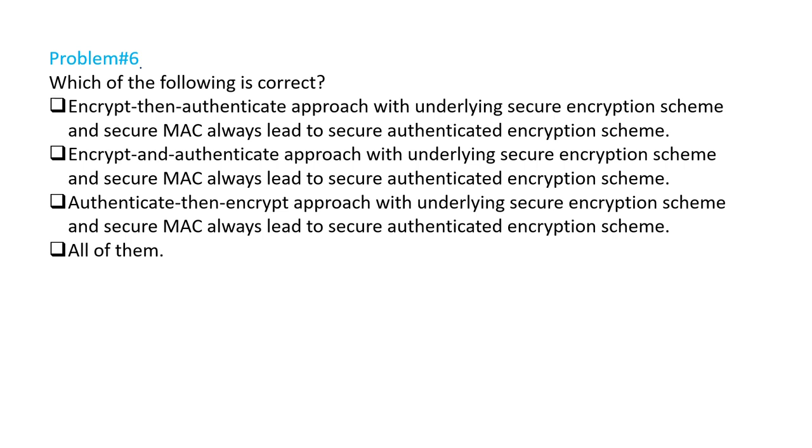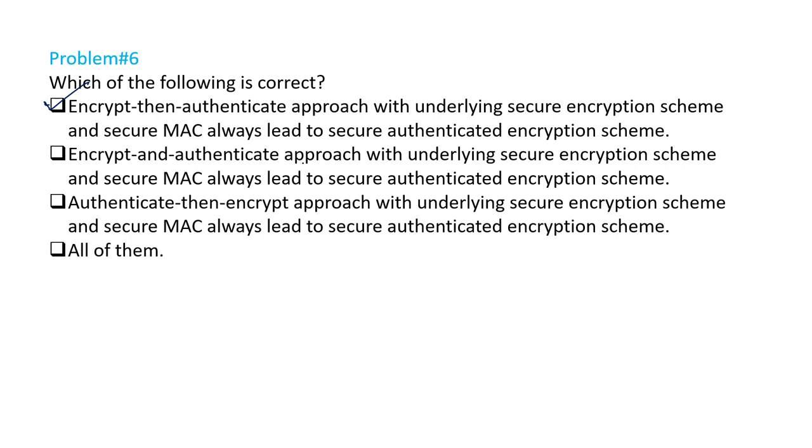Which of the following is correct? Encrypt then authenticate approach with underlying secure encryption scheme and secure MAC always lead to secure authenticated encryption scheme. Is this true about encrypt then authenticate approach? You have a secure encryption scheme and you have a secure MAC. This is always true, right? You can follow in the lecture that with CPA secure encryption scheme and a CMA secure MAC, we can get a secure authenticated encryption scheme.